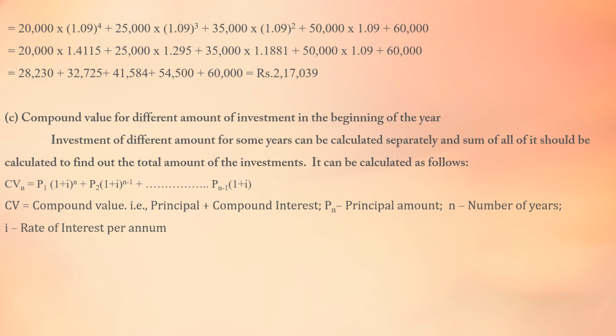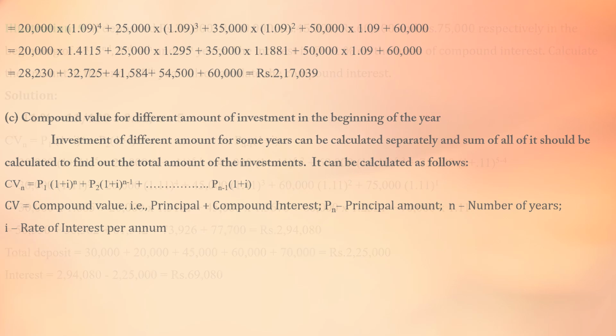D. Compound value for different amounts of investment at the beginning of the year. Investment of different amounts for some years can be calculated separately, and the sum of all of it should be calculated to find out the total amount of the investments. It can be calculated as follows. CV equals compound value, that is, principal plus compound interest, Pn principal amount, n number of years, I rate of interest per annum.